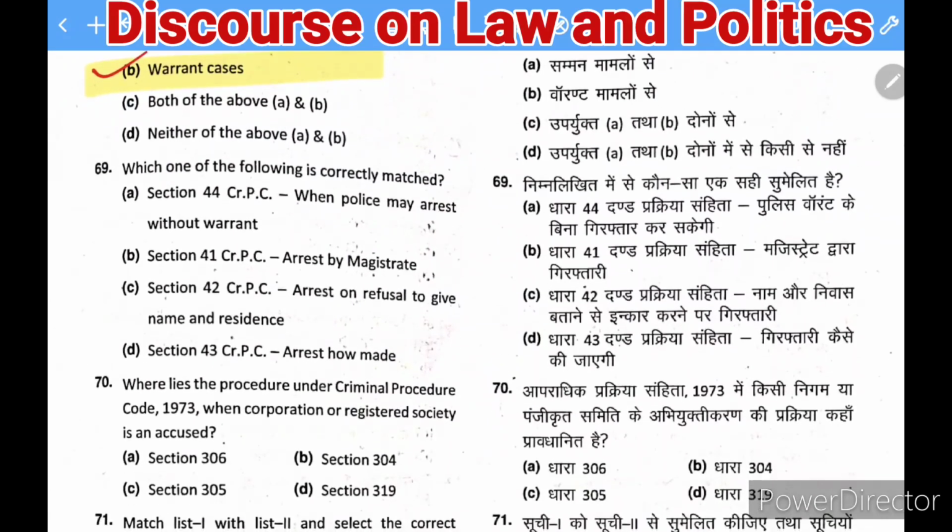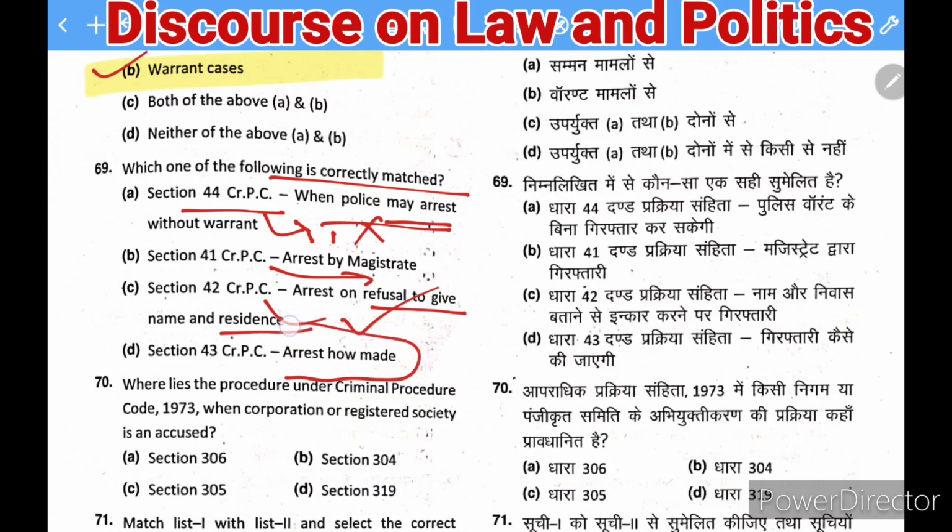Okay. Next question, which one of the following is correctly matched? On the left side you can see the provision of the CrPC, on the right side you can find the section of the CrPC. Now let's see which is correctly matched. Section 44 is about arrest by magistrate, so it is not correctly matched. Section 41 of CrPC is about when police may arrest without warrant. Section 42 says about arrest on refusal to give name and residence, yes, it is correctly matched. Section 43 of the CrPC is about arrest by a private person. Therefore, the only correctly matched one here is section 42 of CrPC.